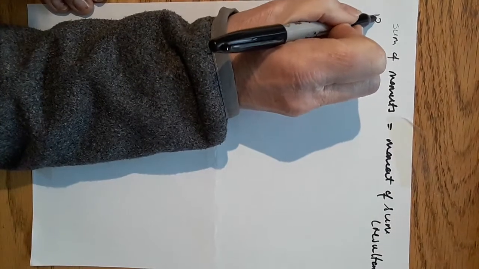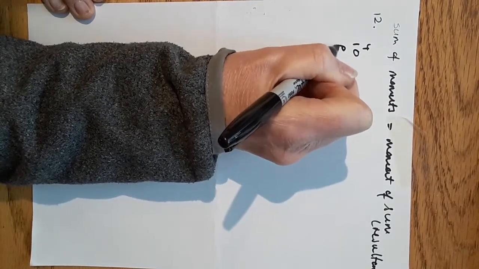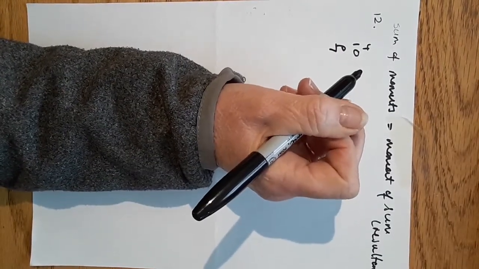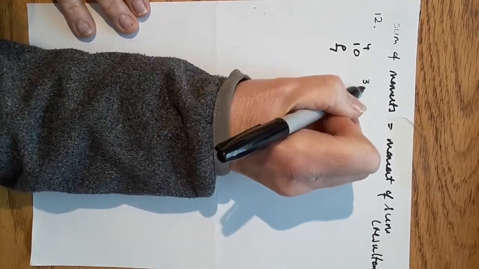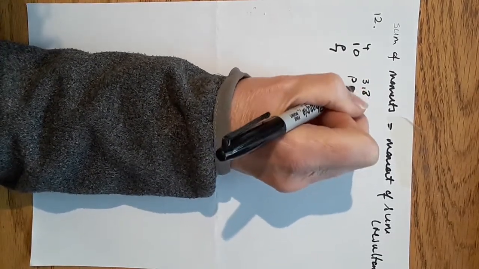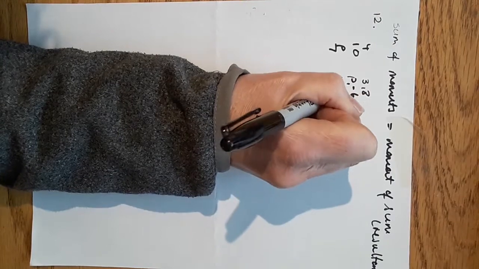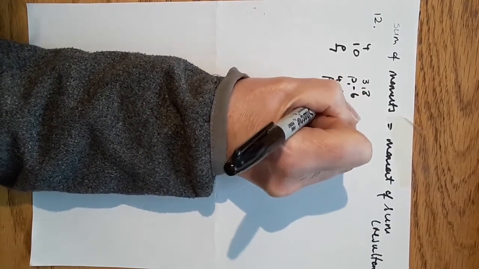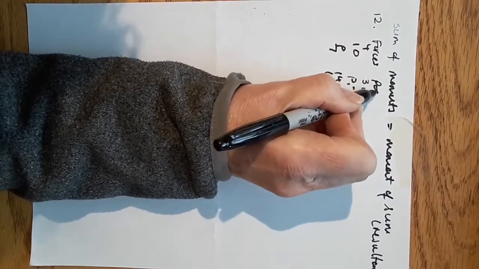So the first one we'll do is question 12 on your handout. Question 12 says you've got particles of weight 4, 10, p newtons and 7 newtons, and they're placed at certain positions around, say, an xy axis. The 4 is placed at (3, 8), the 10 is placed at (p, -6), the p force is placed at (4, q), and the 7 Newton force is placed at position (p, p). So these are our forces and these are our positions.